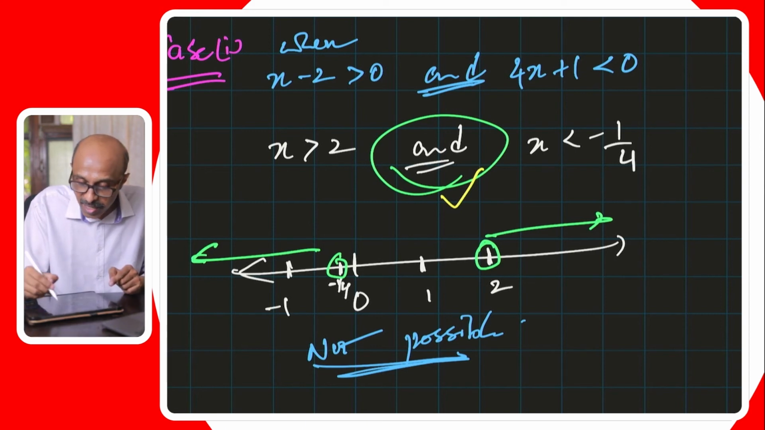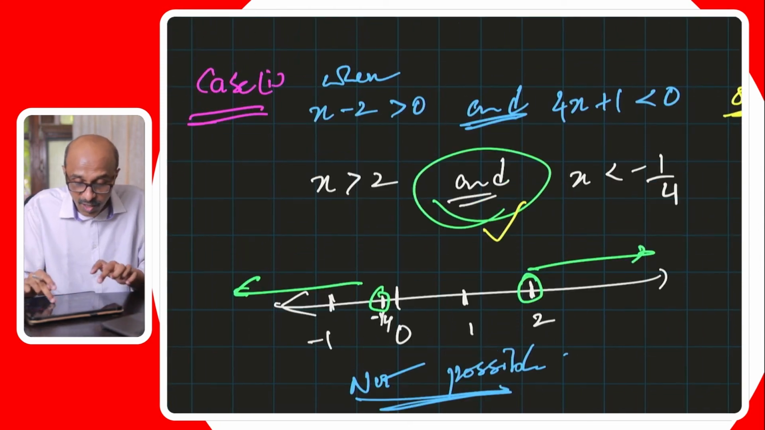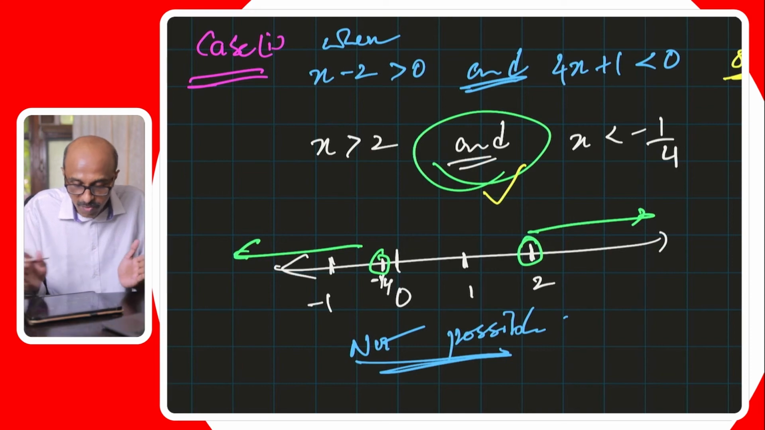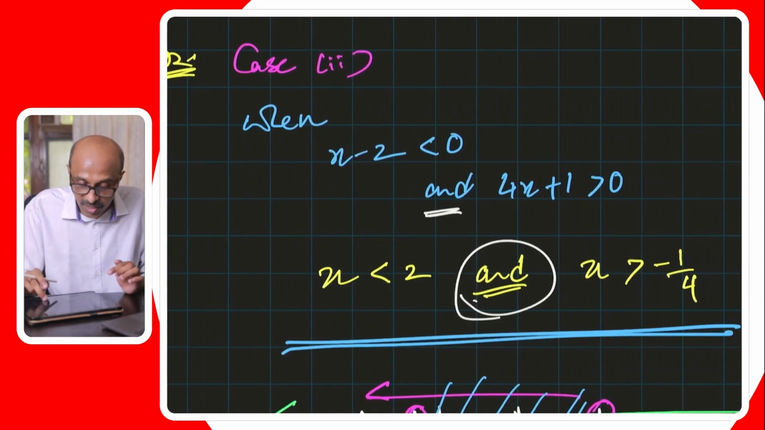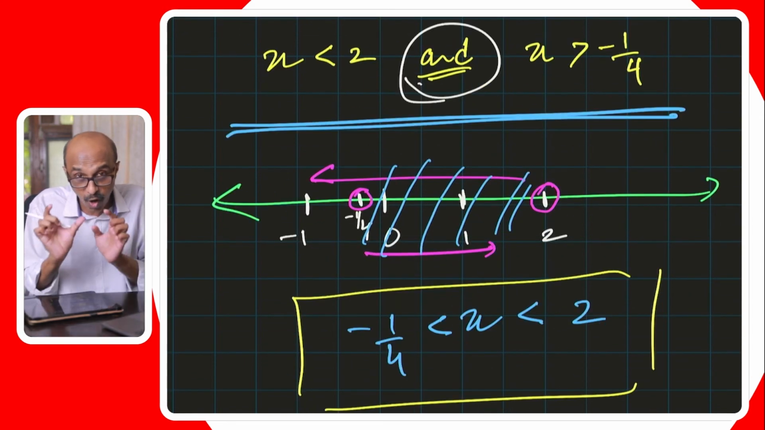Both the cases are combined by an or. That's the word that combines the two cases, but within each case, the combination must be and, which means the intersection. In the case of the negative, this and gave us no solution because there is no intersection. In the case 2 of the negative quadratic inequality, where x minus 2 was negative and 4x plus 1 was positive, there we found the solution to be the common region.